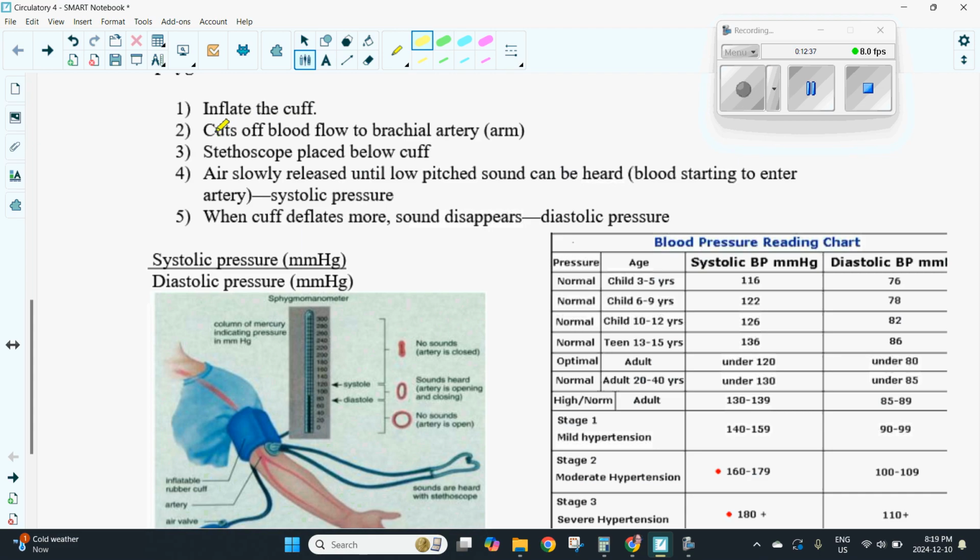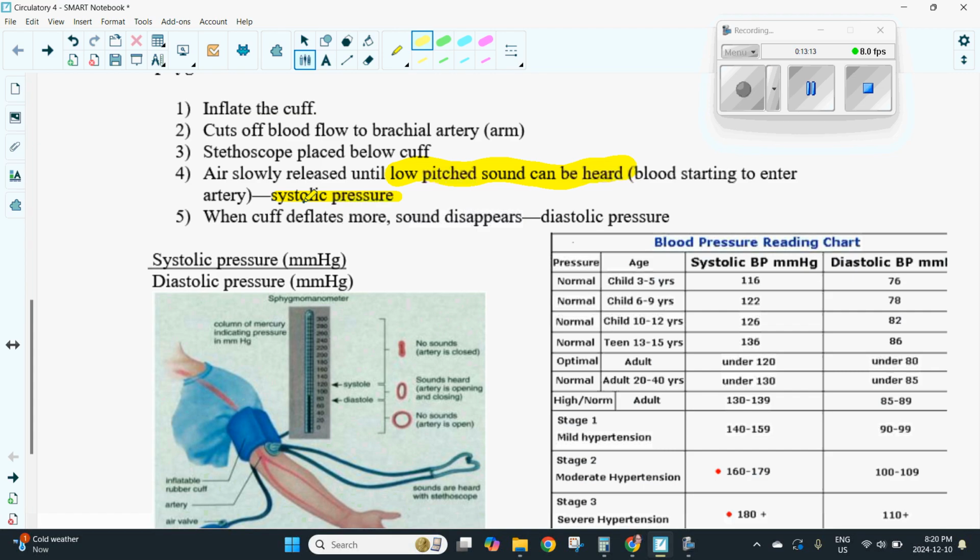Inflating the cuff cuts off blood flow to the brachial artery. The brachial artery is simply the artery that is found in your arm. The stethoscope is placed below the cuff. Air is slowly released until a low-pitched sound can be heard. The low-pitched sound is when your heart is allowing the blood to start moving back into that artery. This they will then read as the systolic pressure.